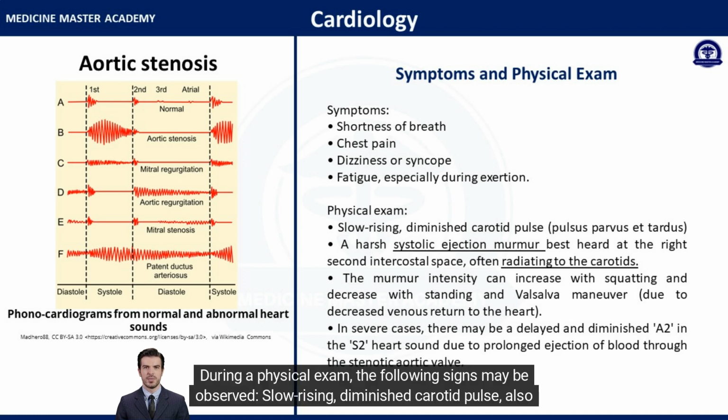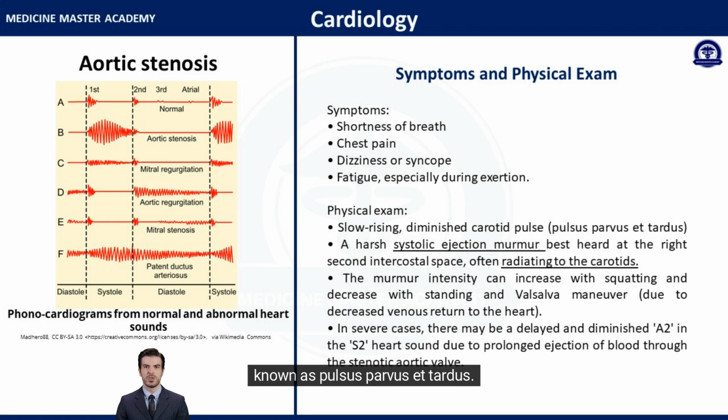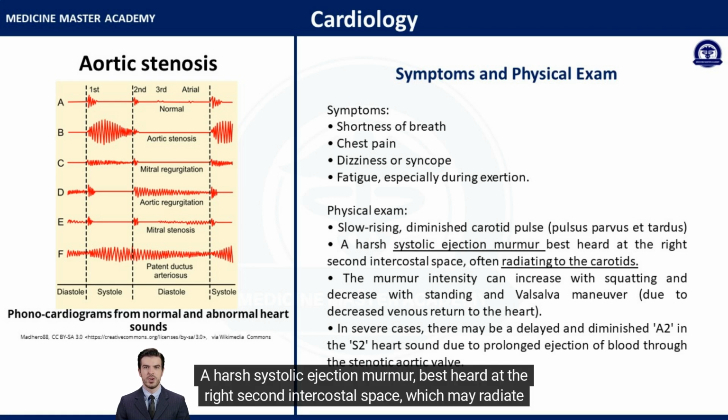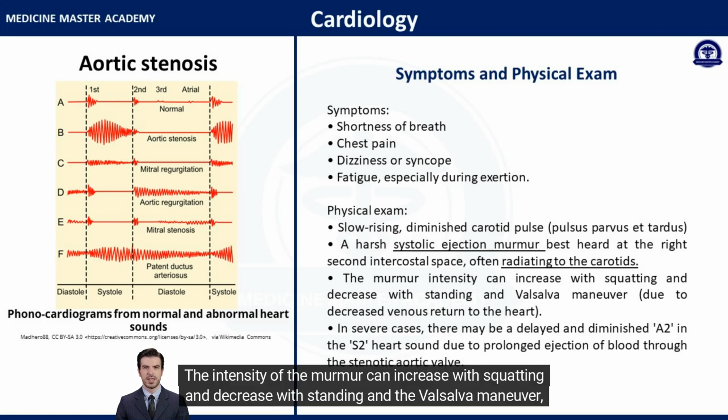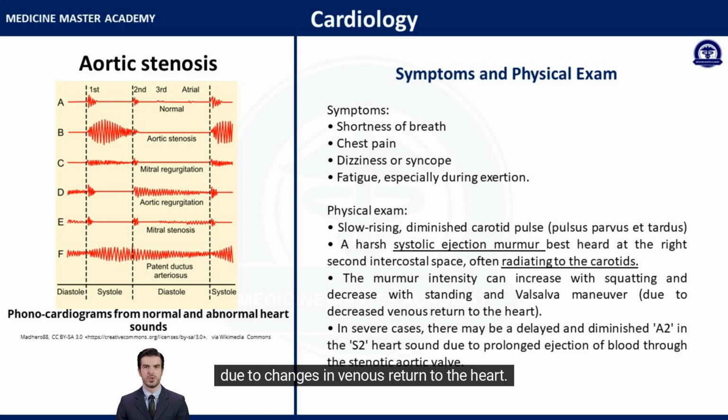During a physical exam, the following signs may be observed: slow rising, diminished carotid pulse, also known as pulsus parvus et tardus, a harsh systolic ejection murmur, best heard at the right second intercostal space, which may radiate to the carotids. The intensity of the murmur can increase with squatting and decrease with standing and the Valsalva maneuver due to changes in venous return to the heart.